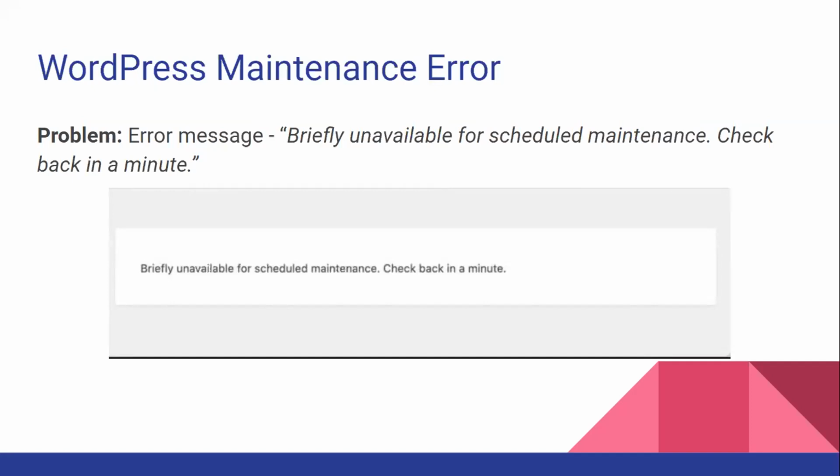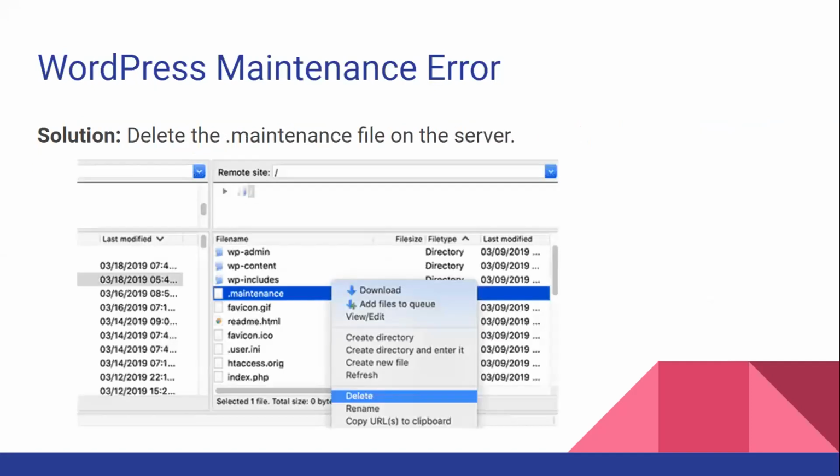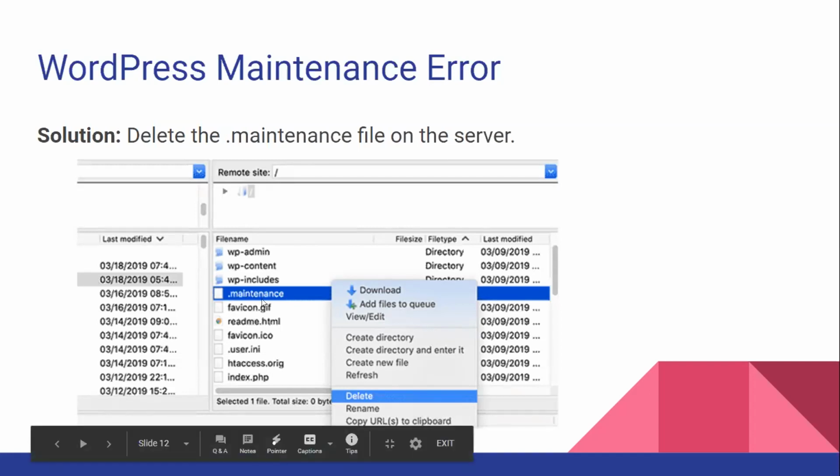So the solution for this problem, if you wait a little and you realize the message is still there, is to go into the root folder of where the site is stored. This is on your server. So whether you are hosting with GoDaddy or Bluehost or whichever one it is, you have to go where the core WordPress site files are stored, and you will see a file called .maintenance file.